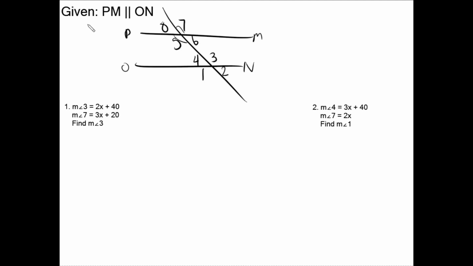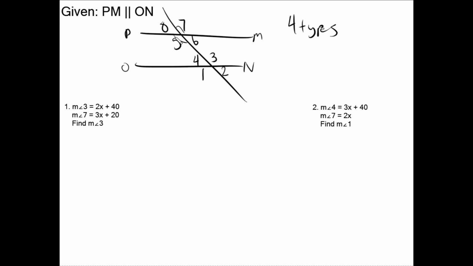So starting, we are given PM is parallel to ON, and we have angles 1, 2, 3, 4, 5, 6, 7, 8. There are four types of congruencies when it comes to parallel lines cut by a transversal: corresponding angles, vertical angles, alternate interior angles, and alternate exterior angles.